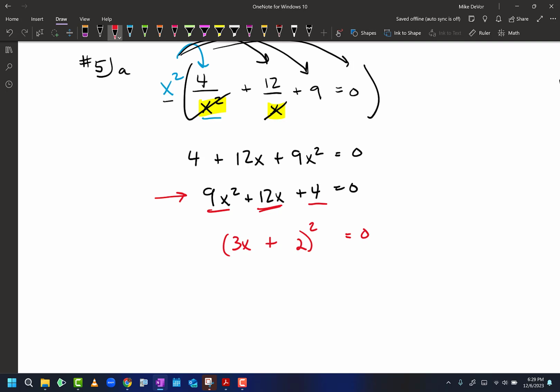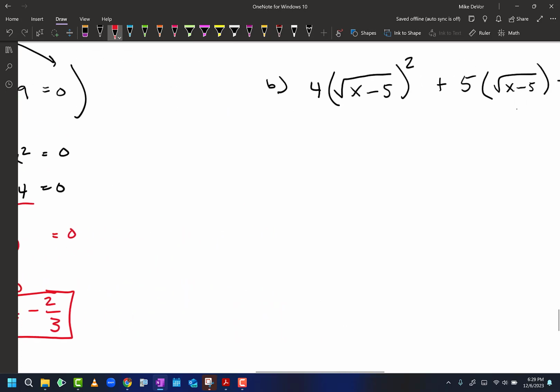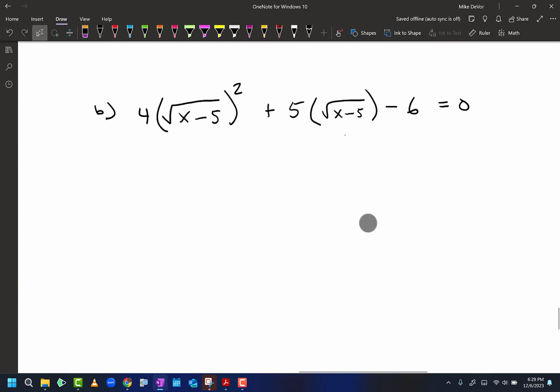So anyway, our solutions are just going to be, here, let me rewrite that. So it's 3x plus 2, 3x plus 2. And so our solutions, this is a double solution. So we just set one of those equal to 0, and we're going to have x equals -2 over 3. And that's our solution to this. Okay, so this was B.